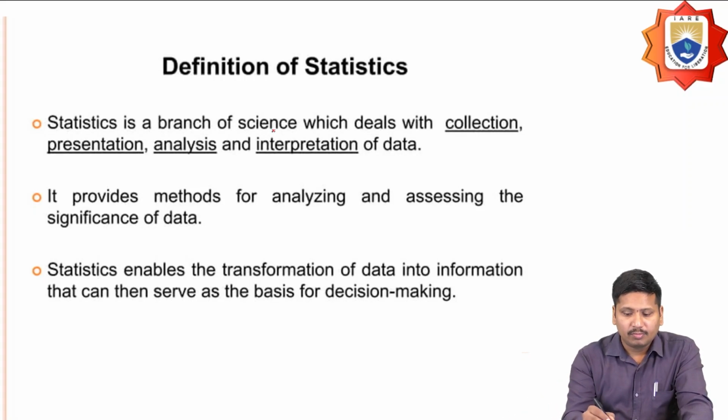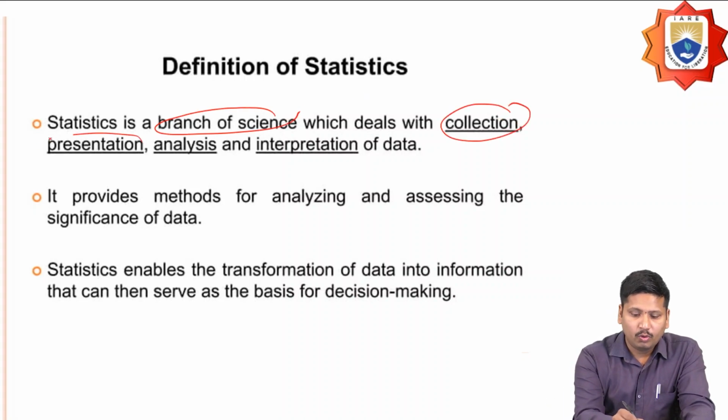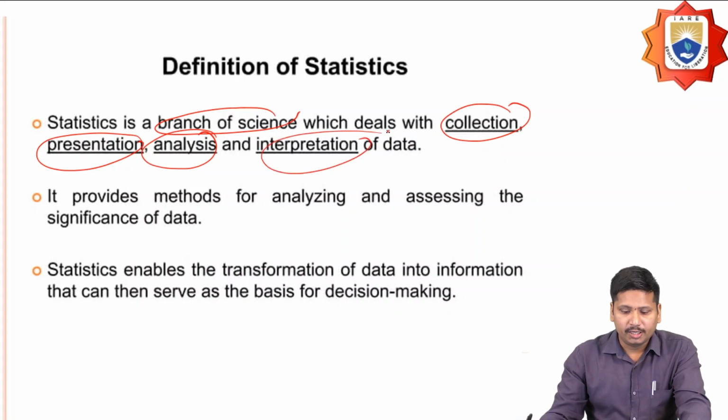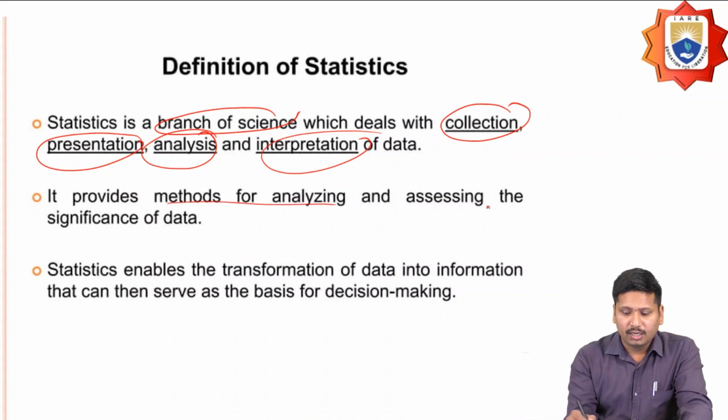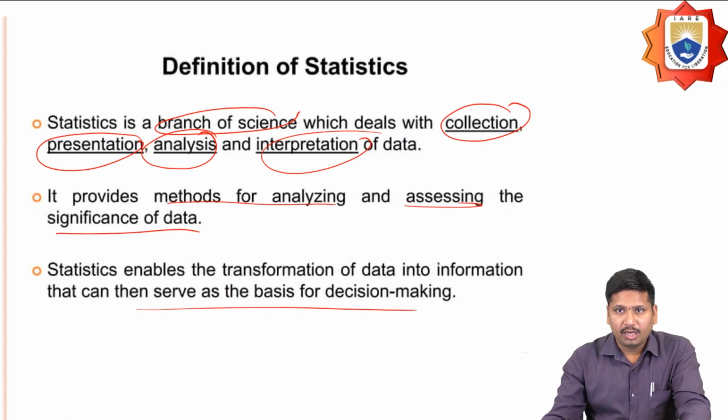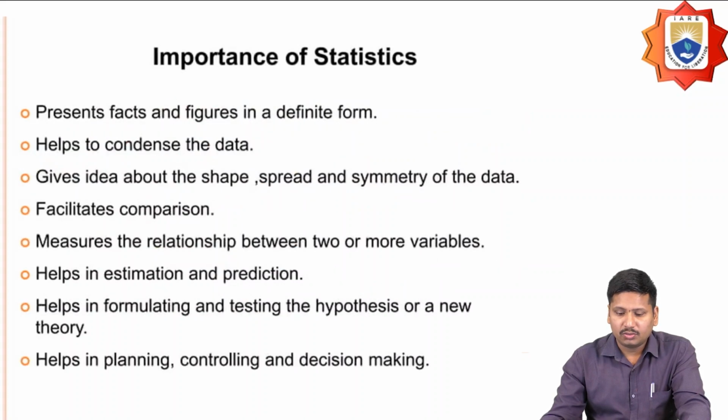So statistics is nothing but a branch of science which deals with the collection of data, then how we represent it, how we analyze it, and finally how we interpret the data. It also provides various methods for analyzing and assessing the significance of data. And statistics enables the transformation of data into information that can serve as the basis for decision making. So decision making is something that can be done through statistics.